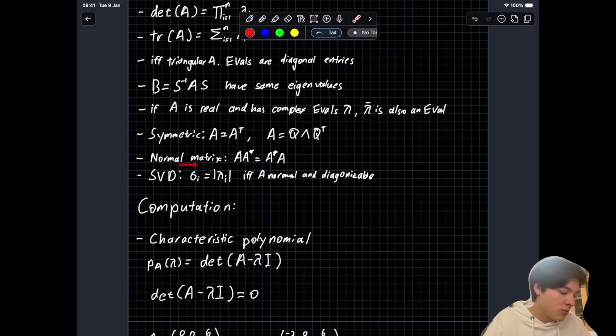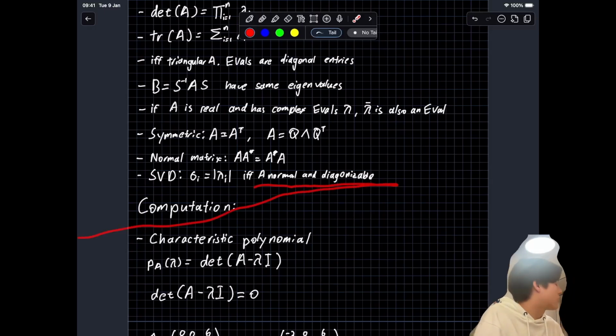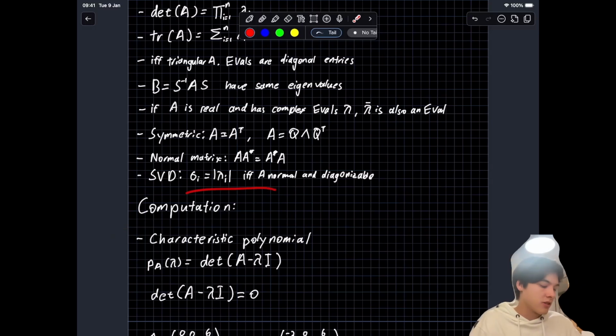If it's a normal matrix... I don't know. Yeah, and for the singular value decomposition, the singular values are just the square roots of the positive eigenvalues. Well, if A is normal and diagonal, okay, then it's just the positive values of the eigenvalues.